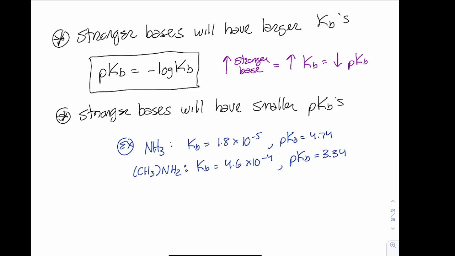So looking at these, ammonia is the weaker of the bases. The stronger base is going to have the smaller pKb. So 1.8 times 10 to the negative fifth is actually smaller than 4.6 times 10 to the negative fourth. So methylamine is the stronger base. And then if we look at the pKbs, it has the smaller value. So this is my stronger of the two bases, right? It has the larger value for Kb and the smaller value for pKb.